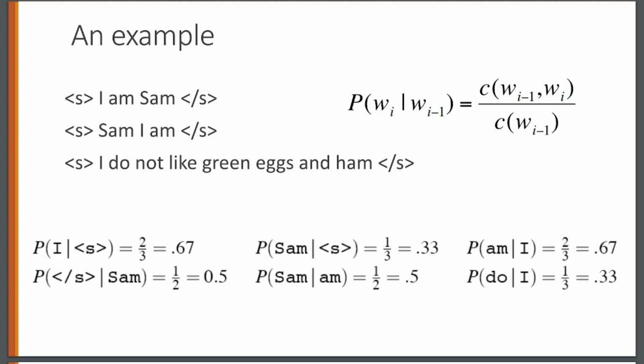Okay, if I've seen I, how likely is am the next word? Well, I is followed by am twice, in the first and second sentences, and the count of I is 1, 2, 3. I am Sam, Sam I am. Oh, I'm sorry, I occurs 3 times, not am. I misspoke there. So the likelihood that am follows I is 67%.